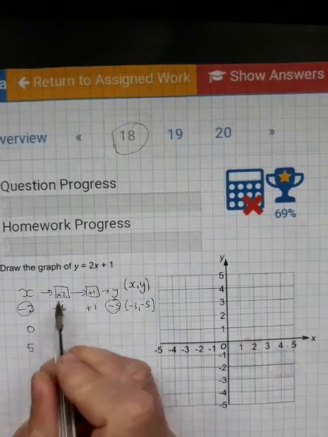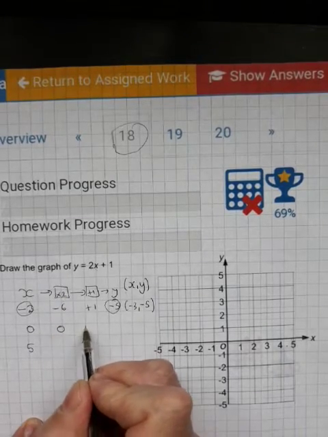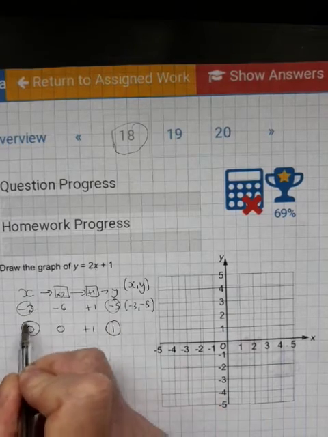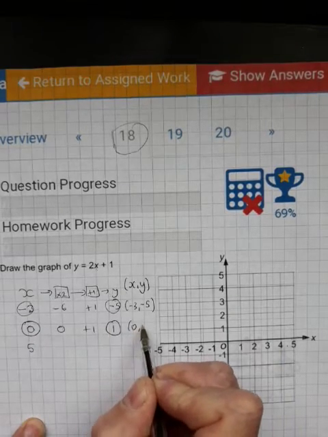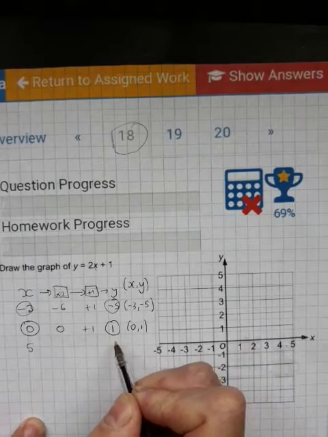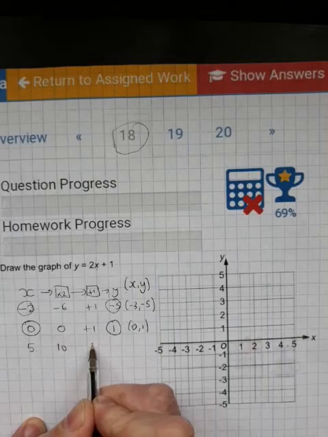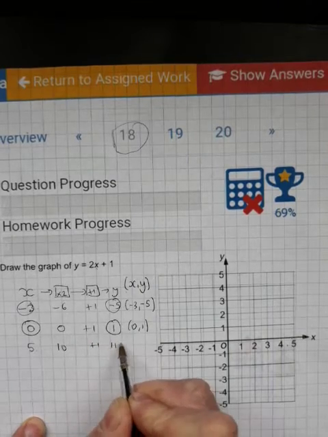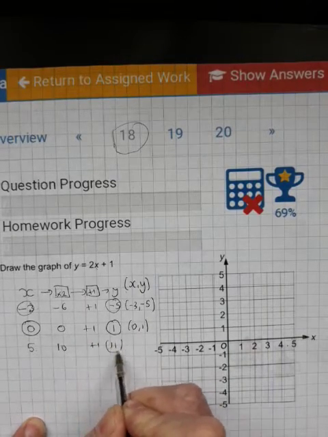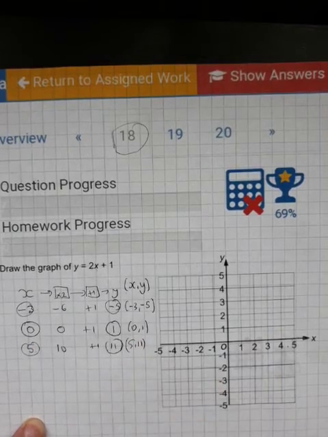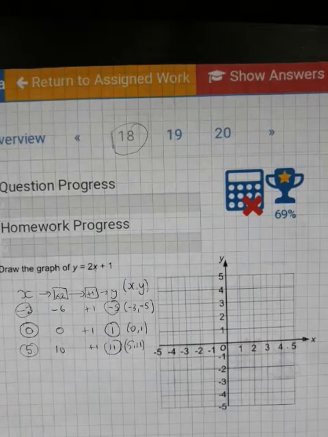Let's do 0. 0 times 2 is 0, plus 1 gives me 1. There's my y value, there's my x value, so I've got 0, 1. And 5 times 2 is 10, plus 1 is 11. So now I've got 5, 11. Okay, so we've got 3 points, so we're going to plot them now.